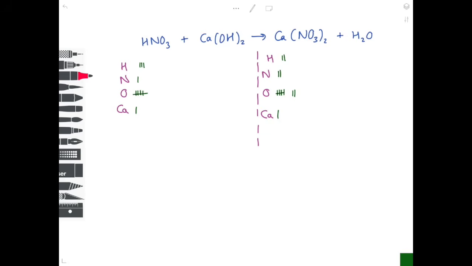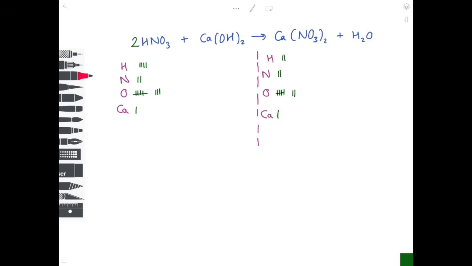So the calcium is fine, the nitrogen is not fine. You've got 2 on the right hand side, 1 on the left hand side, so we're going to add a big 2 in front of nitric acid. Remember, when we're balancing equations, all you're allowed to do is add big numbers. And now readjust your tally. So you now have 4 hydrogens, 8 oxygens, 2 nitrogens.